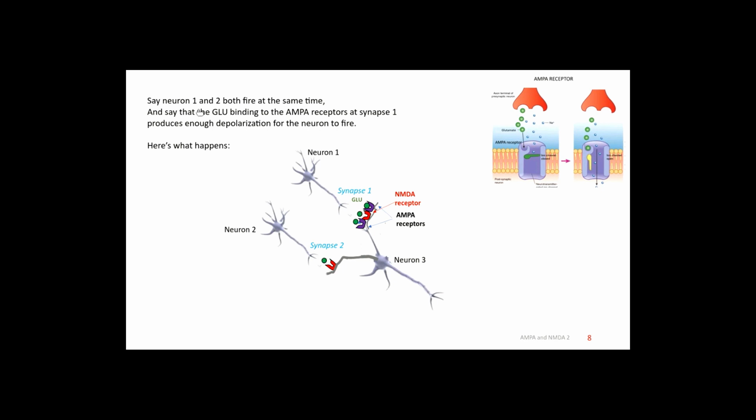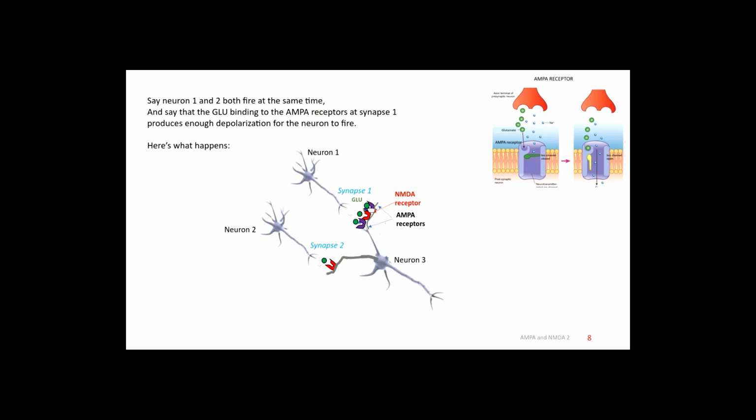Say that glutamate binding to the AMPA receptors at synapse 1 produces enough depolarization for the neuron to fire. Glutamate binding to its receptors, let's say, is going to cause this neuron to fire. Are we talking about glutamate binding to the AMPA receptors or the NMDA receptors? Which one would be the thing that's making this neuron fire? Yeah, exactly.